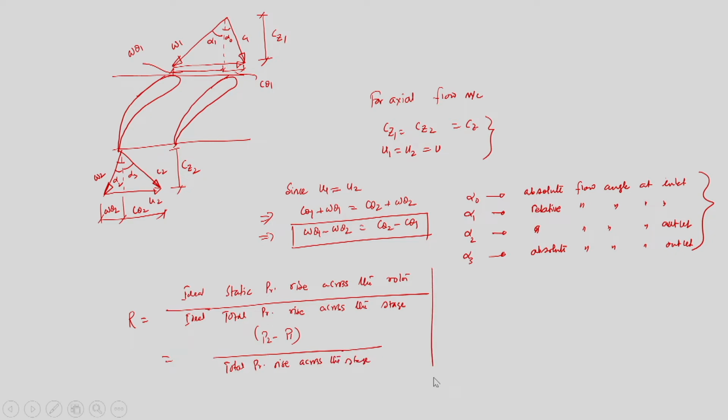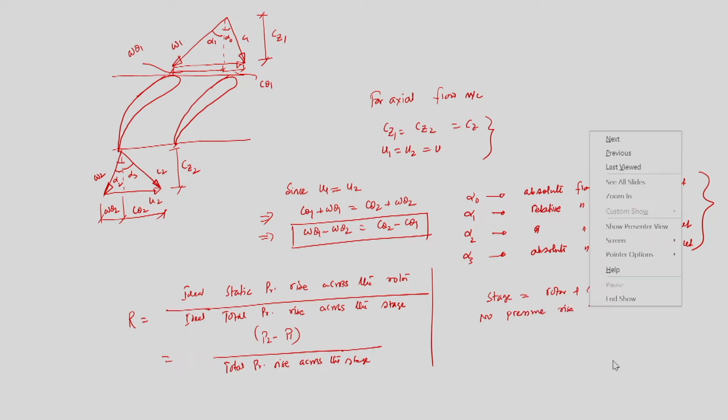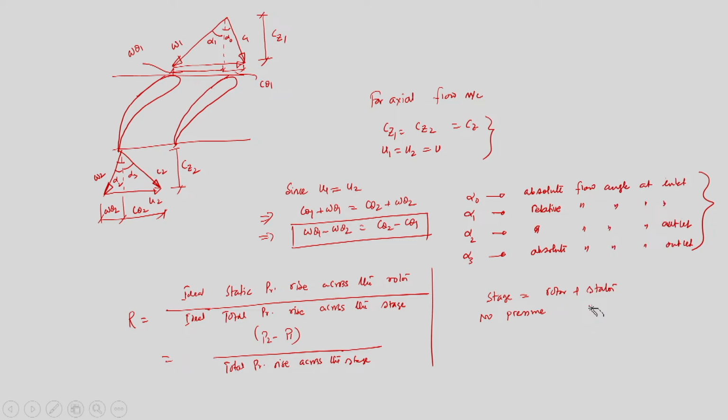Now, as I said, the stage is equal to rotor plus stator. So, no pressure change is across the stator. The stage is equal to rotor plus stator, and there is no pressure rise or pressure change across the stator. So, across the stator no pressure change.